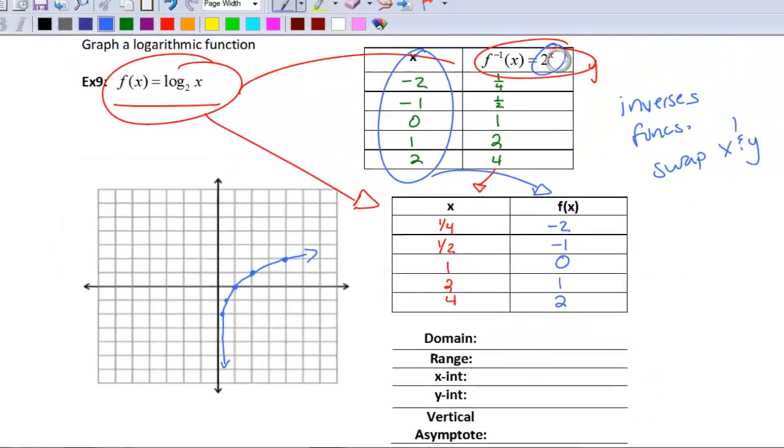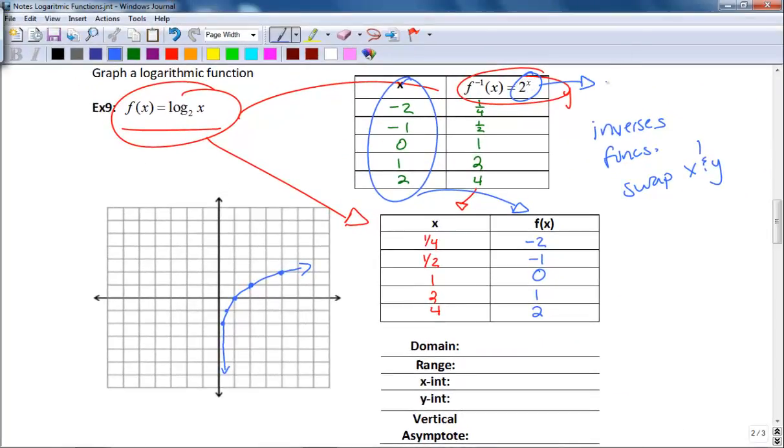Well, remember that 2 to the x, doesn't this thing have a horizontal asymptote at y equals 0? We figured that out when we were in exponential functions. Well, remember, everything changes for inverses. So instead of a horizontal asymptote, we're going to have a vertical asymptote. And instead of being y equals 0, it's going to be at x equals 0. So logarithmic functions will have vertical asymptotes at x equals 0.